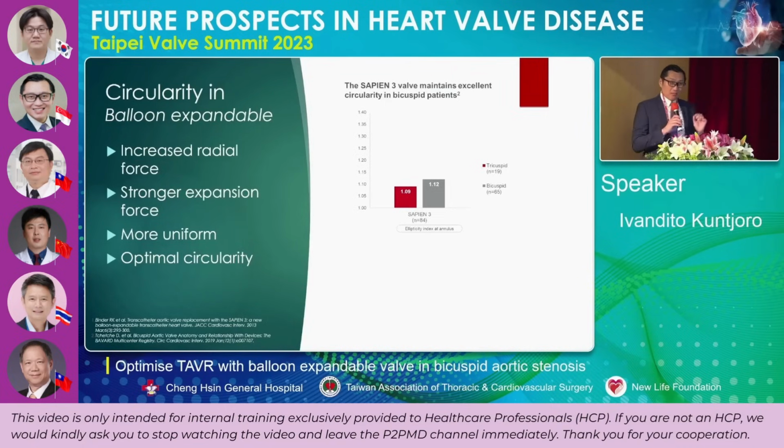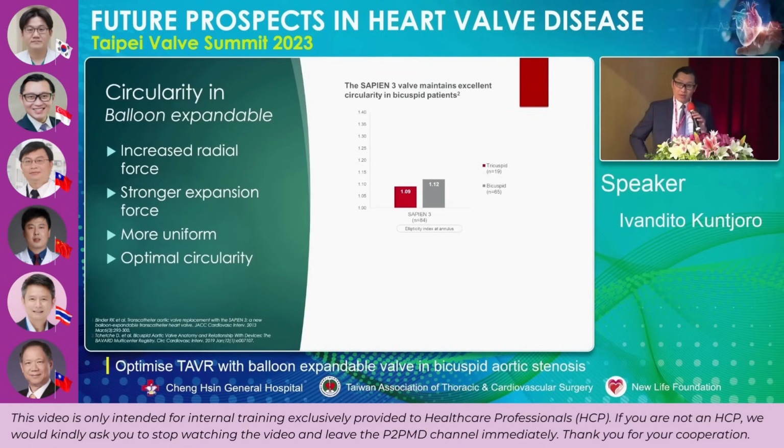Now, I would say there's no one perfect valve for bicuspid aortic valve. But in my opinion, balloon expandable valves definitely have an advantage when you use them to treat patients with bicuspid aortic valve. And I think one of the reasons is because balloon expandable valves have increased radial force.